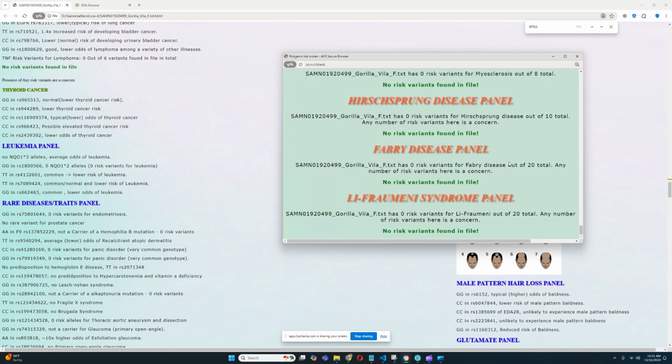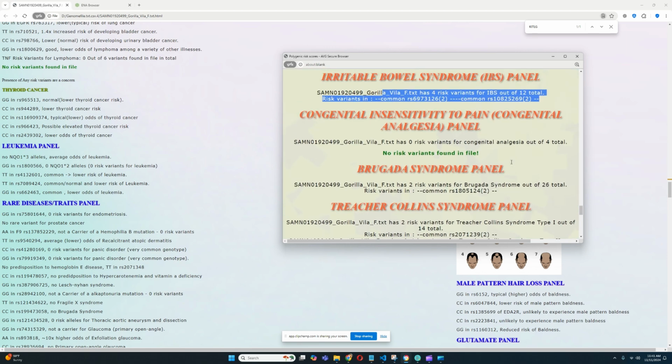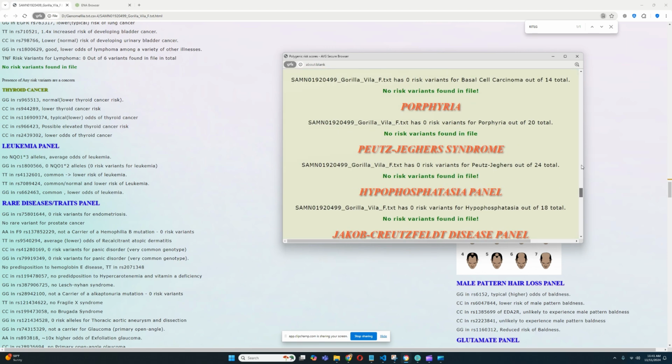All right. We don't see any other rare conditions, any other risk variants that she would score. That's pretty interesting. Pretty cool. All right.